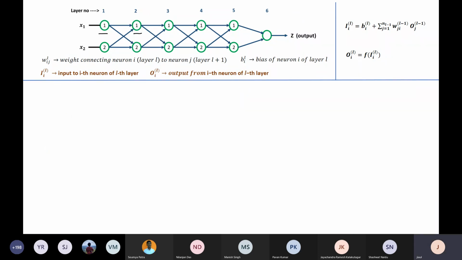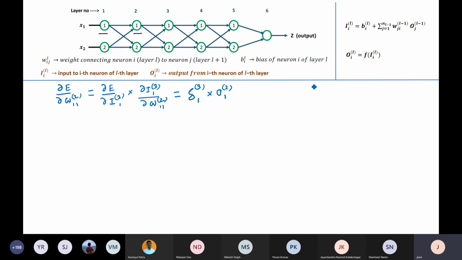All right, so I'm writing down this expression again for convenience and then trying to generalize. So I'm trying to compute here del E by del W211, which is equal to del E by del I31 into del I31 with respect to del W211, which is equal to, in shorthand, delta 31 into O21. Okay, so I think that is what we have done so far.